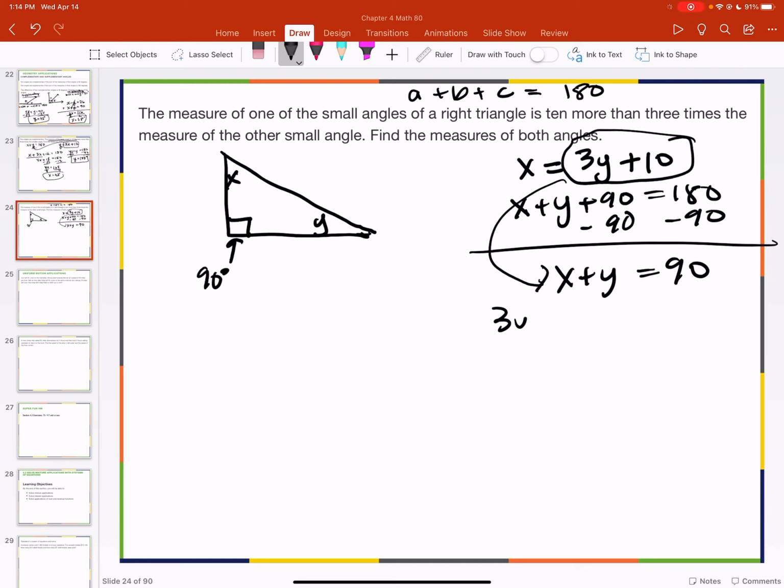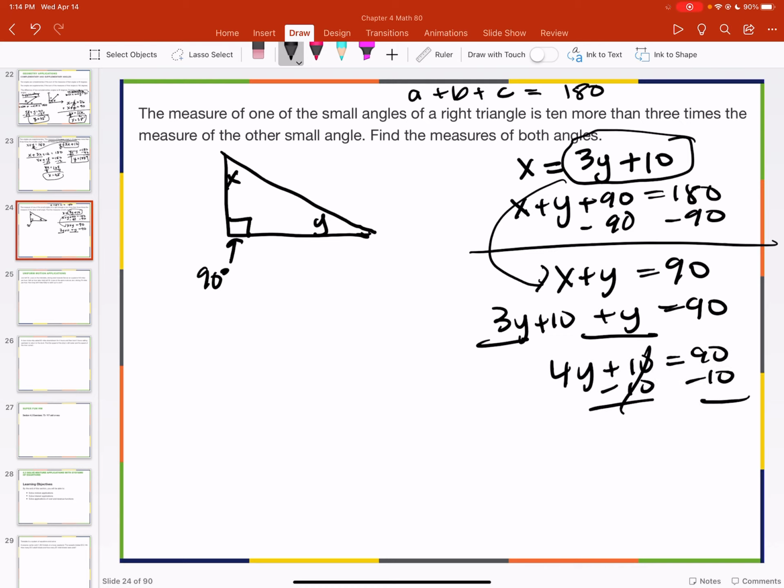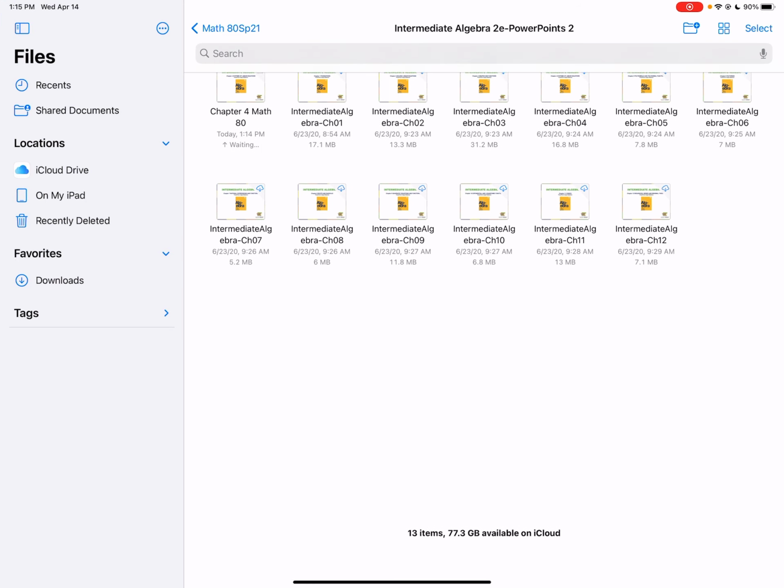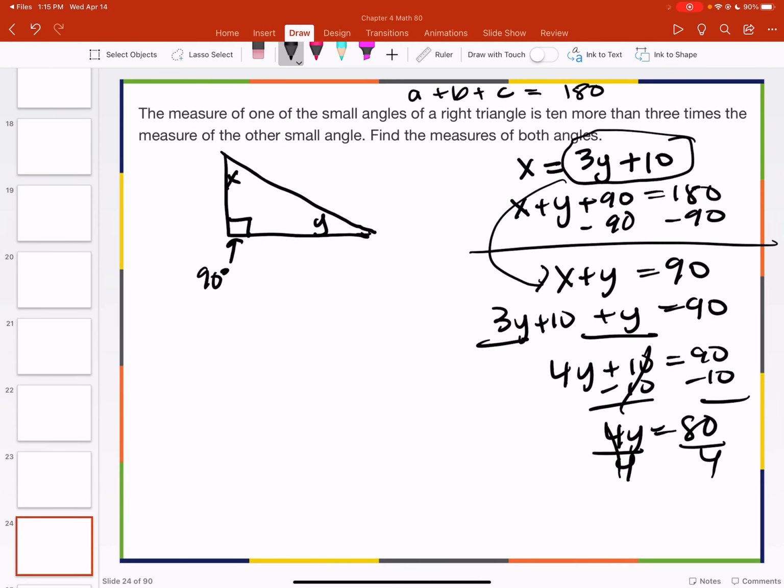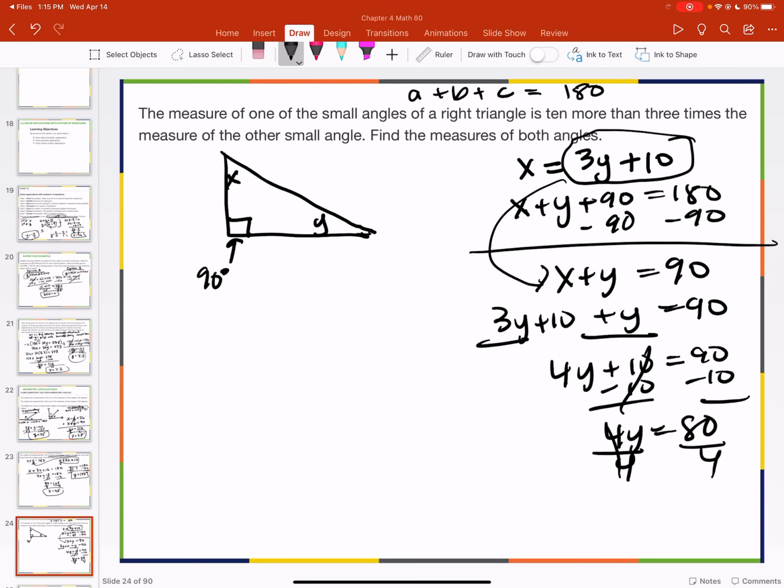So we get 3y plus 10 plus y is equal to 90. Combine like terms: 4y plus 10 is equal to 90. Subtract both sides by 10. 4y is equal to 80. And then divide by 4. Oops, it's acting weird. Okay, y is equal to 20.